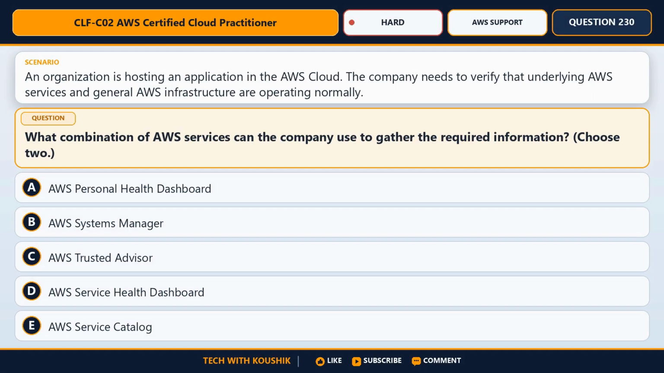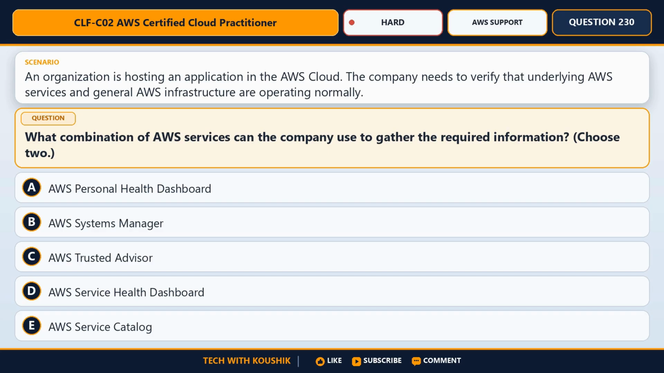Question number 230. An organization is hosting an application in the AWS cloud. The company needs to verify that underlying AWS services and general AWS infrastructure are operating normally. What combination of AWS services can the company use to gather the required information? Choose 2.